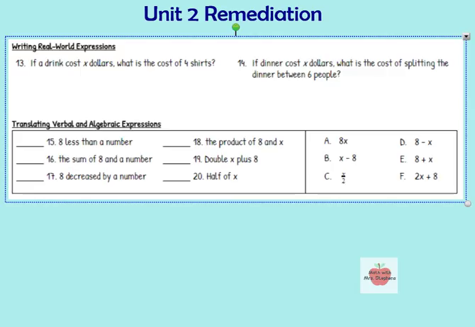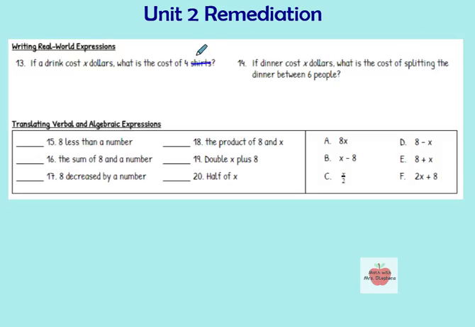Numbers 13 through 20. Number 13, if a drink costs X dollars, what is the cost of 4? And on your sheet, that should say 4 drinks. If I want to buy 4 drinks, I'm going to multiply the cost by the amount of drinks. So if I want to multiply X times 4, mathematically we would write 4X.